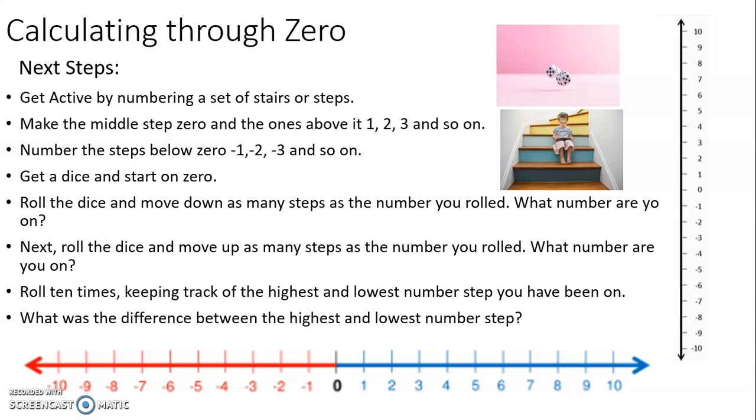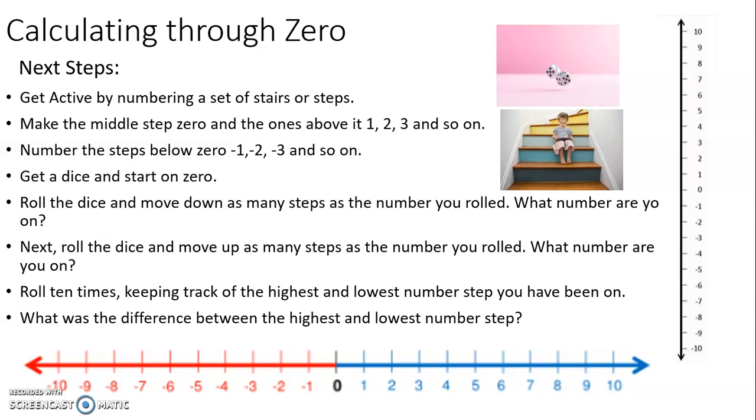For your next steps, you can get active by creating a game where you can mark out a positive and negative number line on a set of stairs. You put 0 in the middle and then have the step below that, -1, the step below that, -2, and the step below that, -3, and so on. And then forwards, 1, 2, and 3.